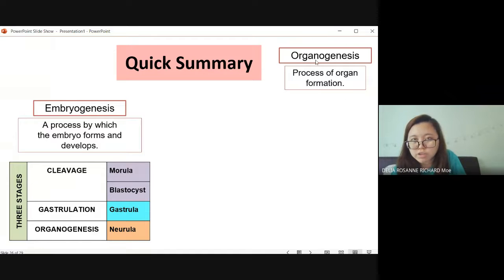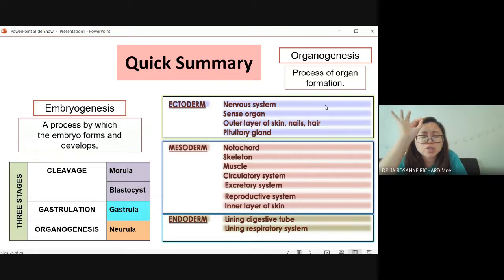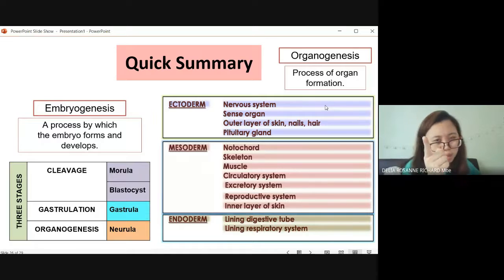Organogenesis, you learn about the definition. An important part about organogenesis is you need to know this layer of tissue called the ectoderm will later become what? This layer of tissue called the mesoderm later becomes something else. This inner layer of tissue called the endoderm later becomes the lining of the digestive tube and the lining of the respiratory system. That is an important part about 9.3.